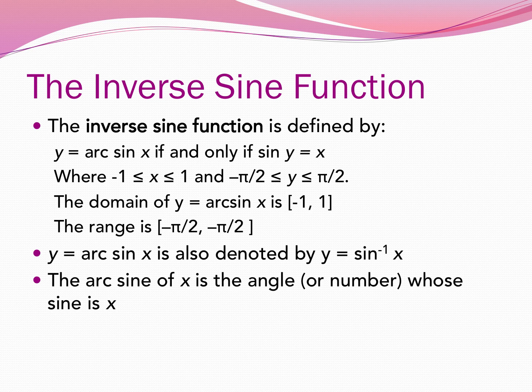And on my unit circle, the y goes from negative pi over 2 to positive pi over 2. That's probably the most important thing on this slide, is the restriction on the angles that you can use, okay? Which is the same as the range here.